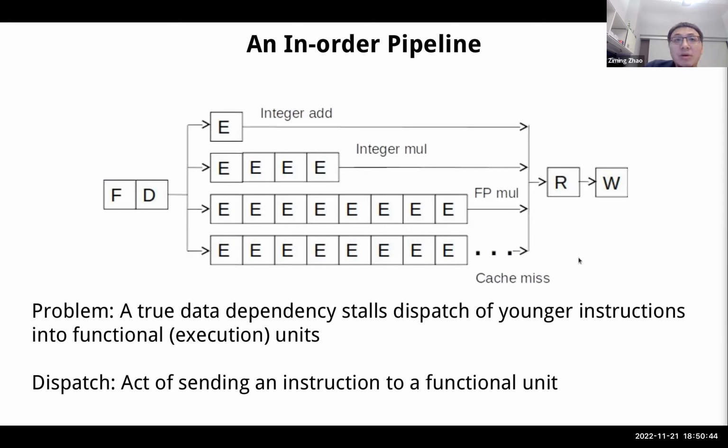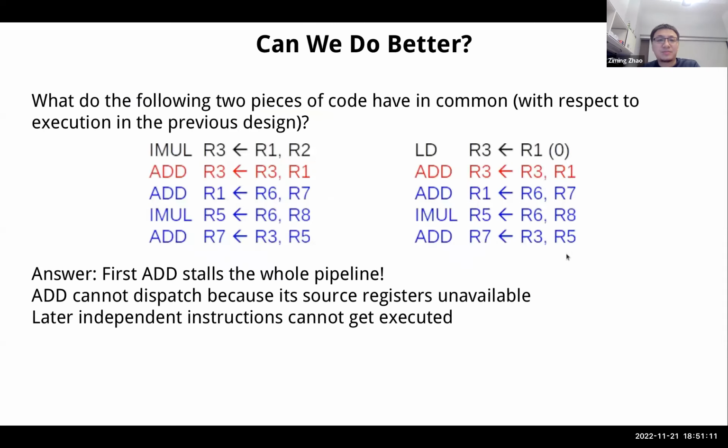A problem here is that if we only execute instructions in the order they come in, we may waste some CPU units. At some CPU cycles, some units may not have anything to do, and we do not want to waste that. We want to make the CPU run faster.